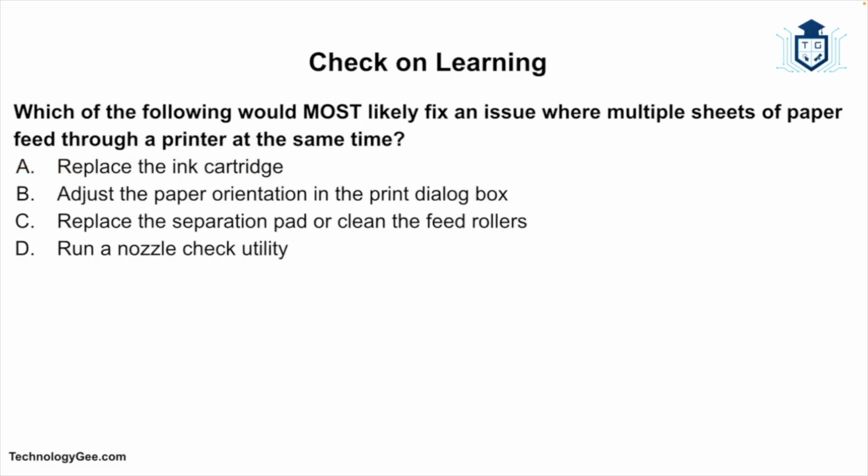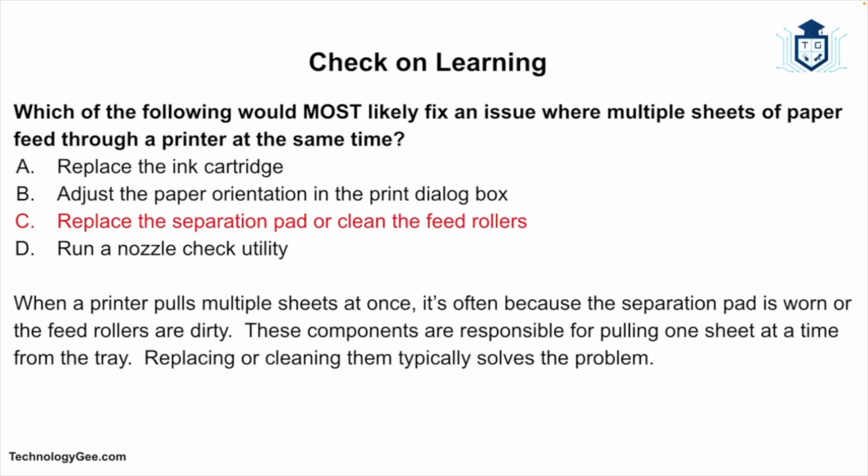And our final question is, which of the following would most likely fix an issue where multiple sheets of paper feed through a printer at the same time? Would you need to replace the ink cartridge, adjust the paper orientation in the print dialog box, replace the separation pad or clean the feed rollers, or run a nozzle check utility? And you're going to want to replace the separation pad or clean the feed rollers.